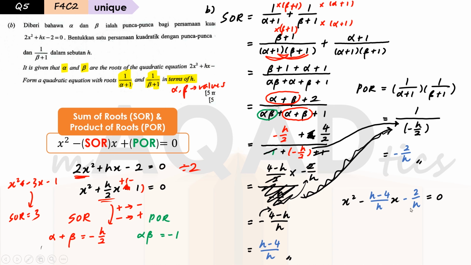Since there is a denominator of h here, let us multiply the entire equation by h. So we can cross off the h here, and the x squared value will have an h here, so the final answer will be hx squared minus h minus 4x minus 2 equals to 0.